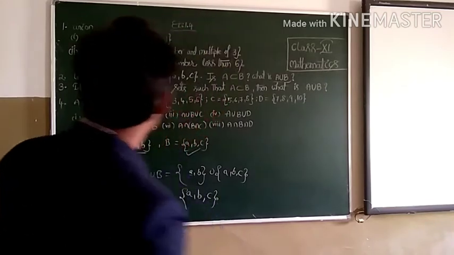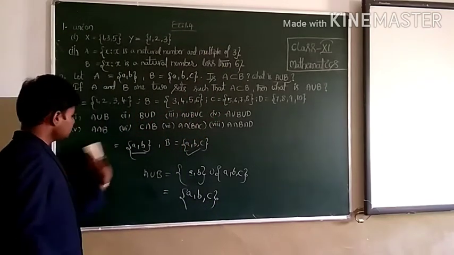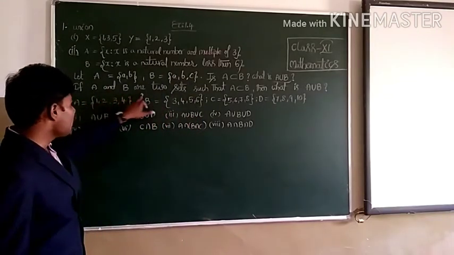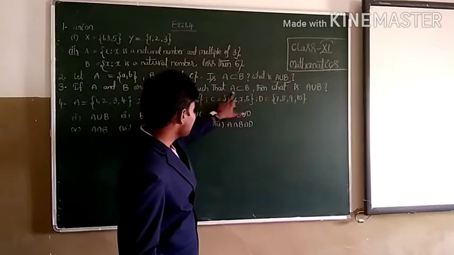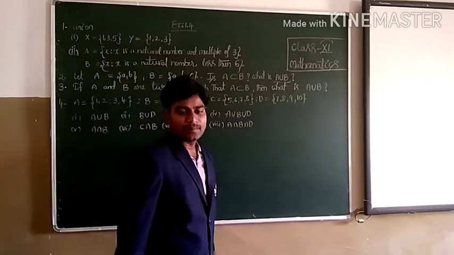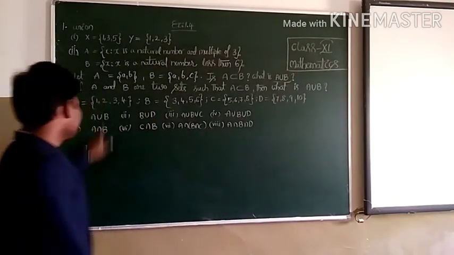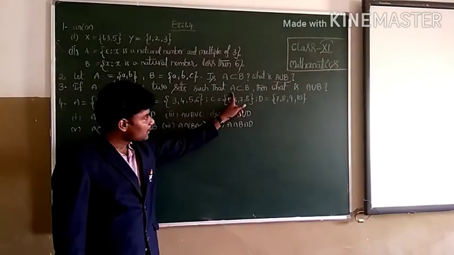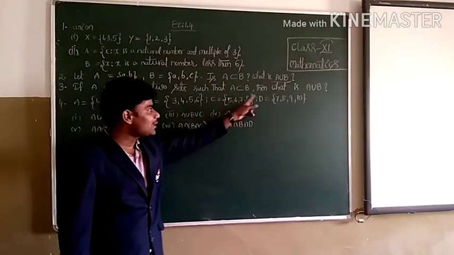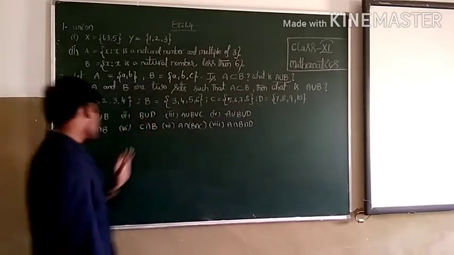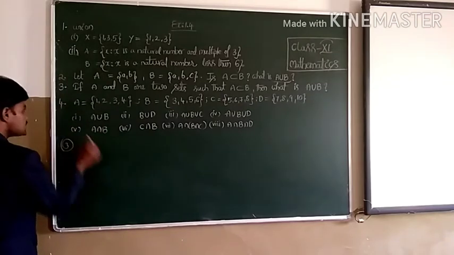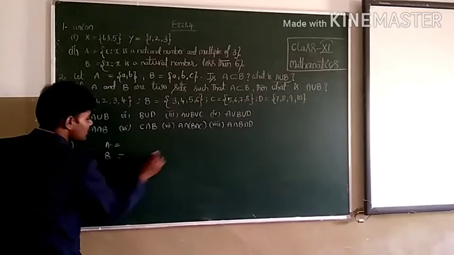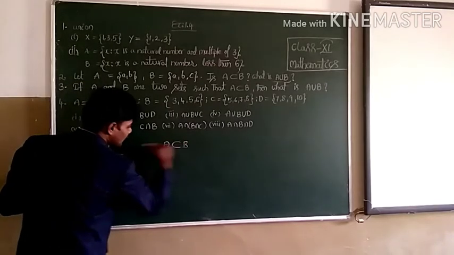Okay. Now let's see the third problem. Here, if A and B are two sets such that A is a subset of B, then what is A union B? So two sets A and B are given, with the condition that A is a subset of B. At that time, what is A union B? Now the third solution: first I consider two sets A and B which satisfy this condition.